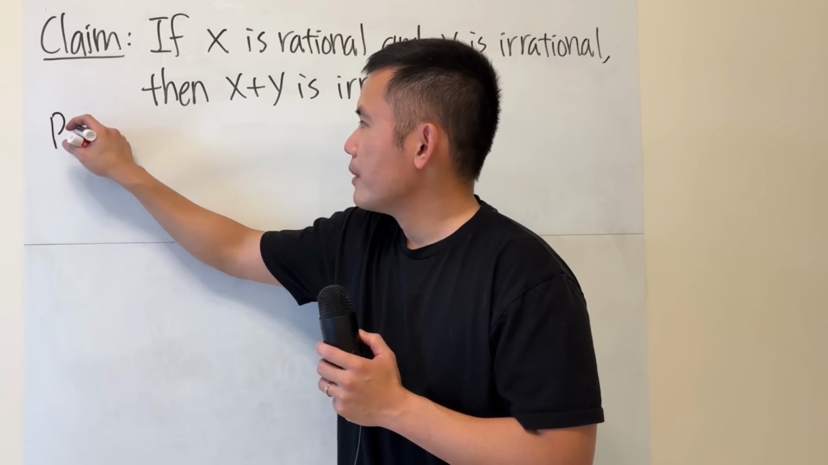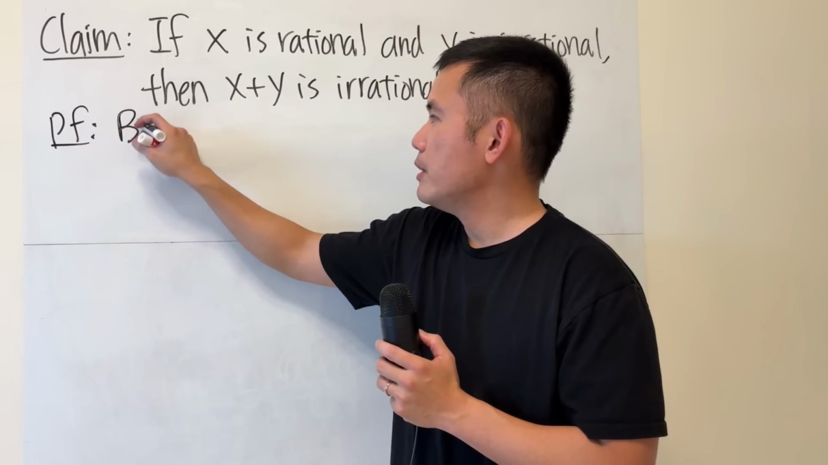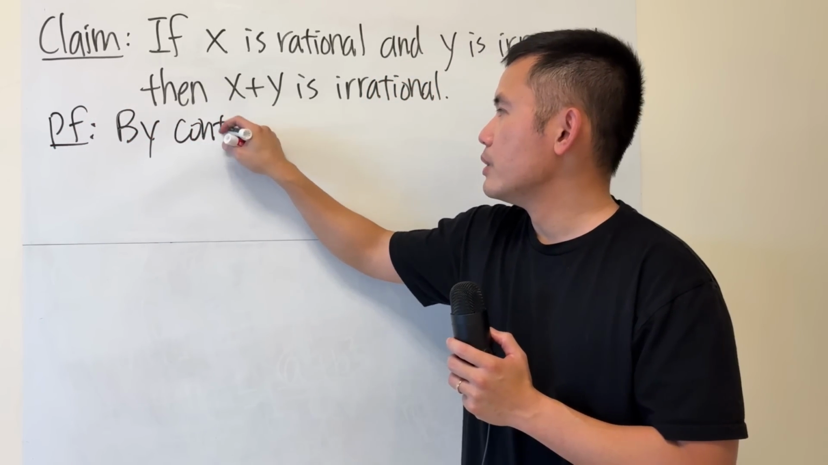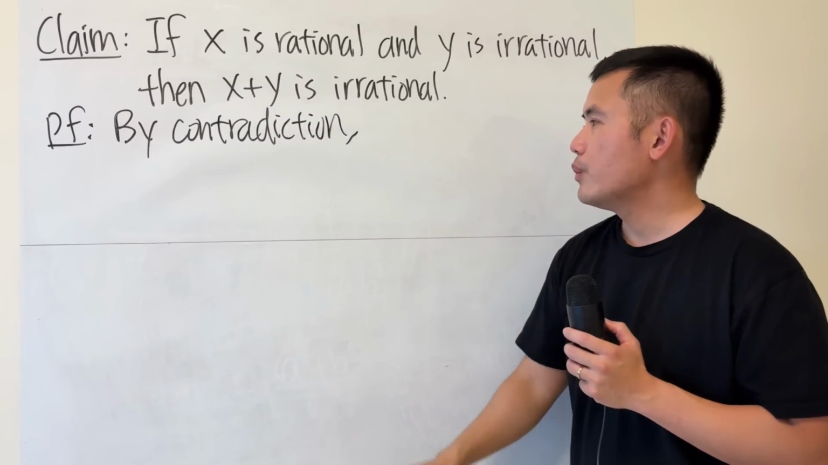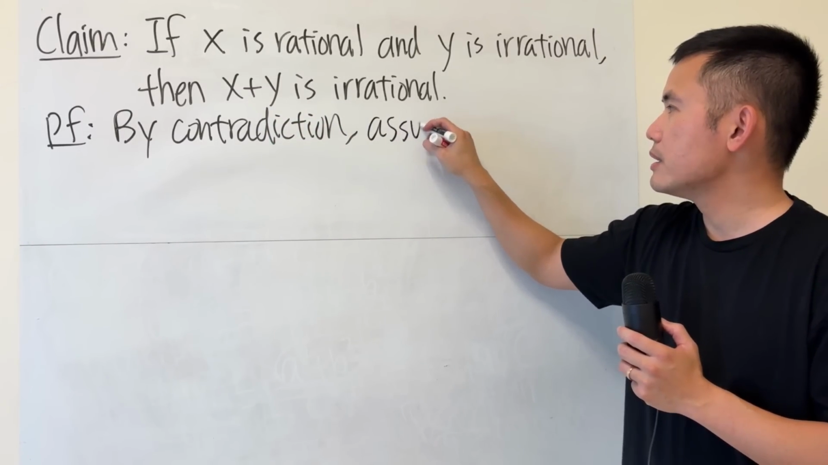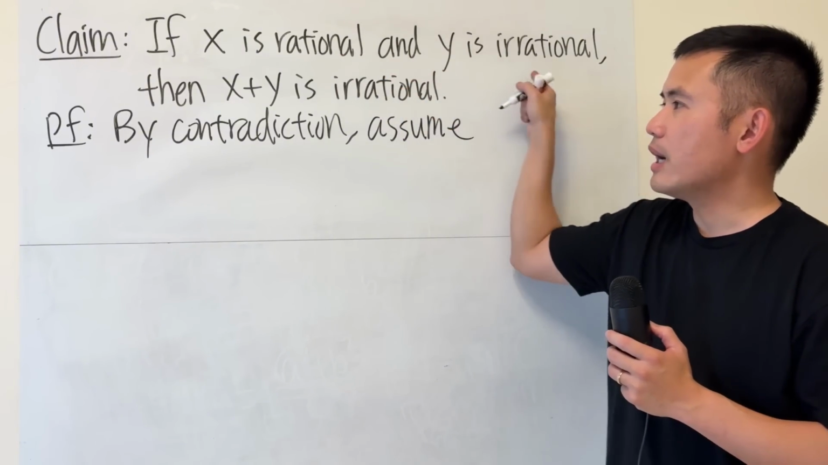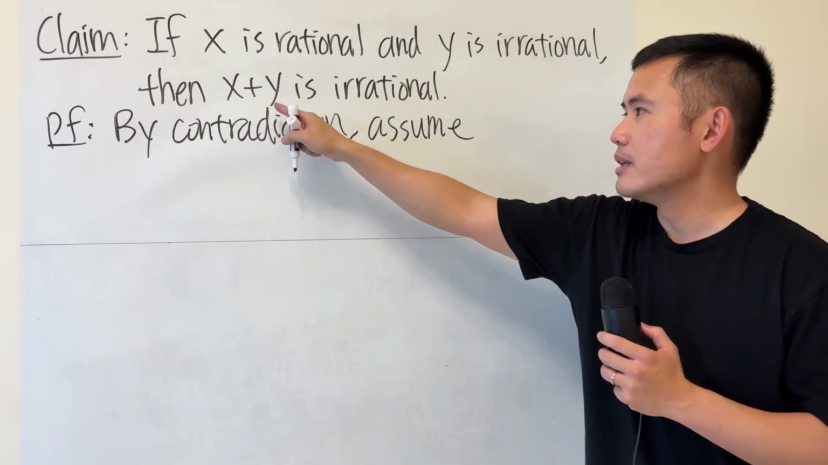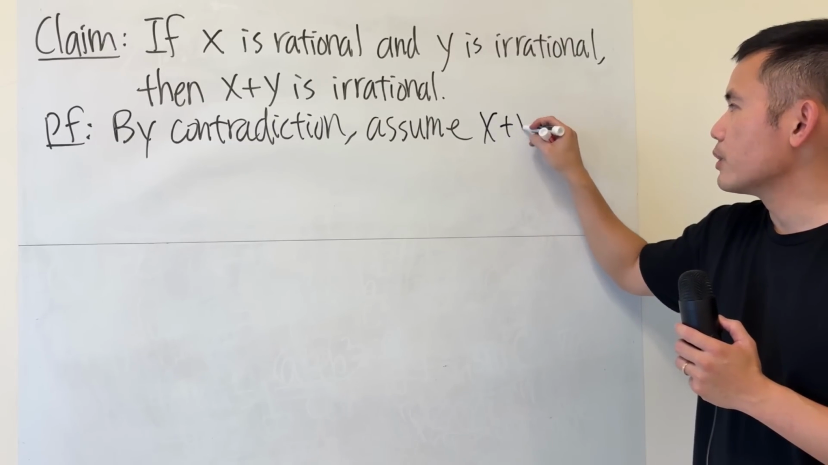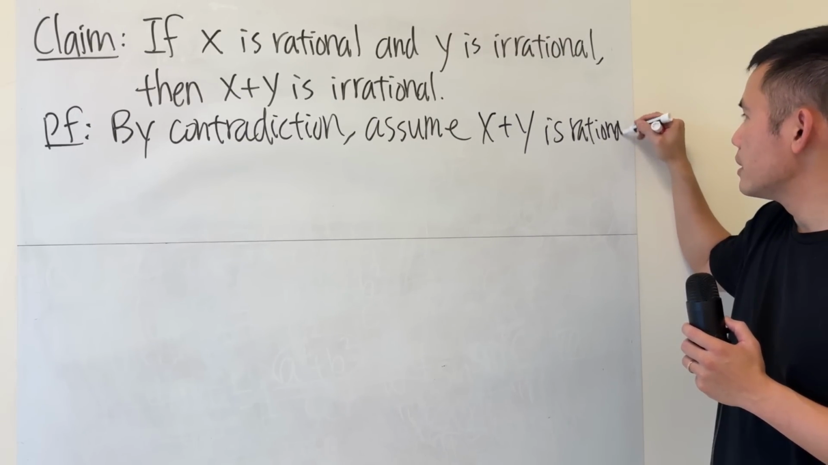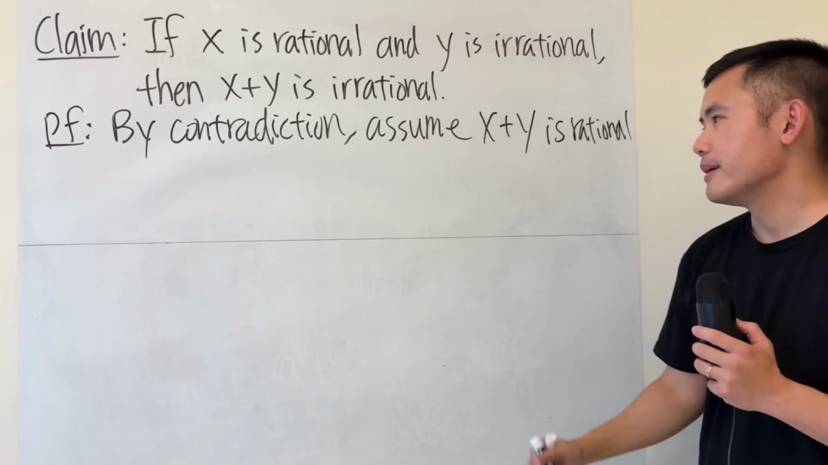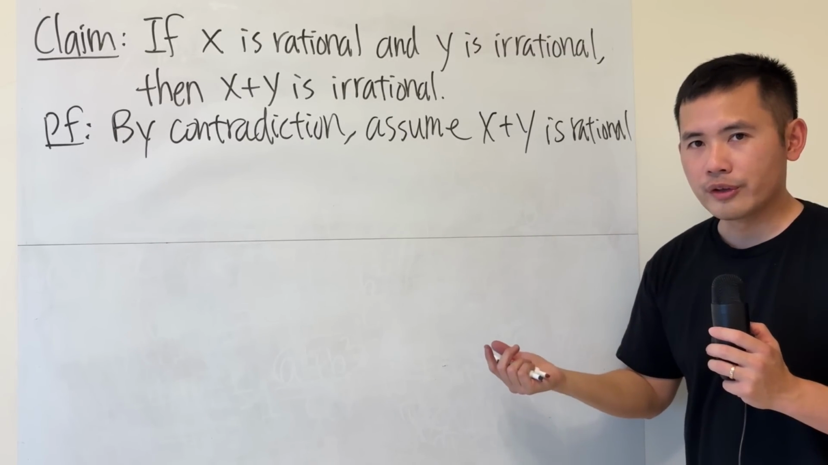So right here, proof, I will just mention that by contradiction. And then I will just say, assume that we have this and that already, but we don't have that. So assume x plus y is rational. Okay, what can we do when we have a rational number?